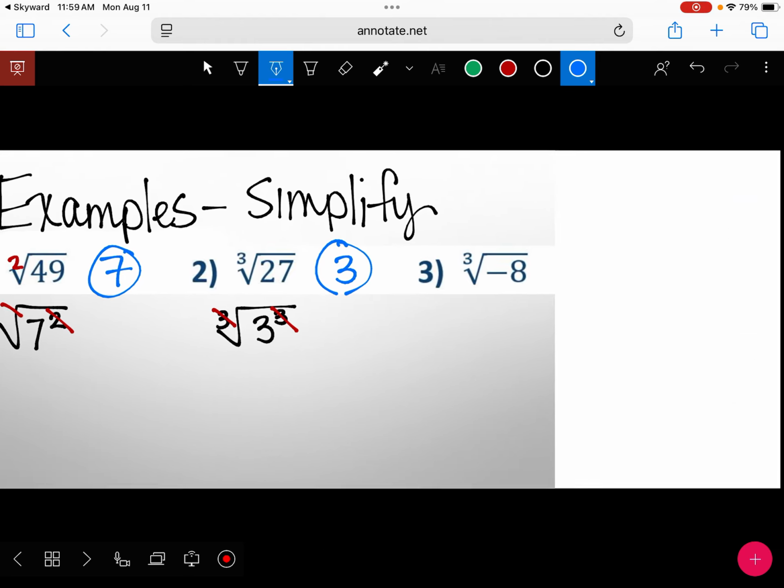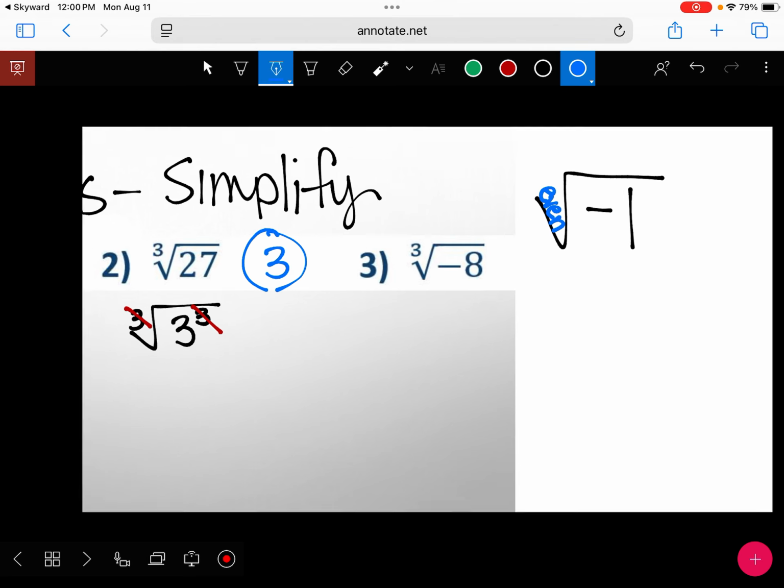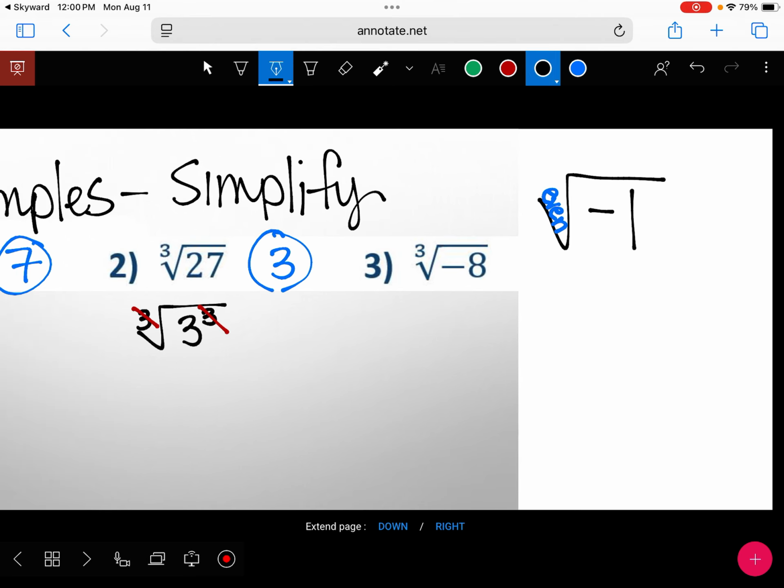All right, now let's talk about negatives. Let's go off to the side. If you have a negative 1 and in the elbow, it's an even number. This number is even. I don't care what it is. It could be a 2, 4, 6, 8. You cannot take the even index of a negative. So that negative 1 has to stay. Nothing can change. It's going to stay this whatever root of negative 1.